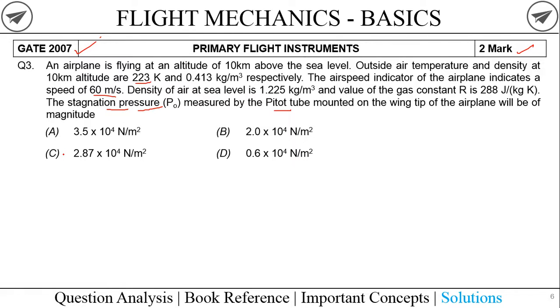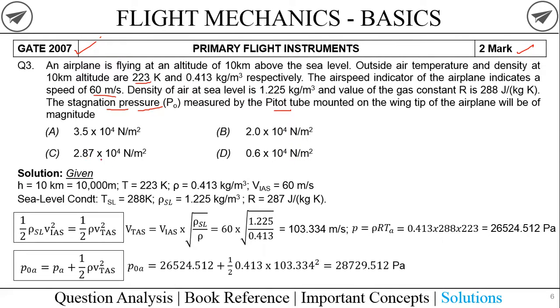So writing down the given, they are saying that the aircraft is flying at 10 kilometers altitude, which means 10,000 meters, and the temperature at that particular altitude is 223 Kelvin, and the density is provided. Now here we can see that they have provided some kind of speed or velocity, but they say that it is shown by the airspeed indicator.